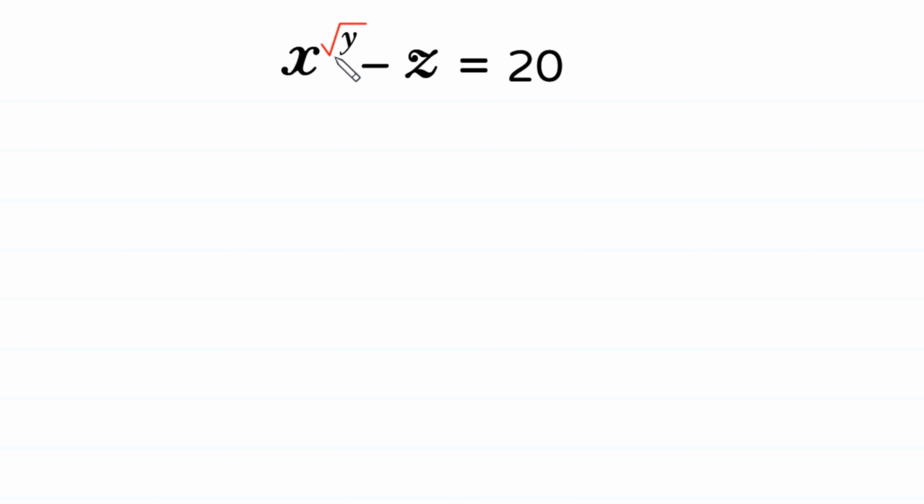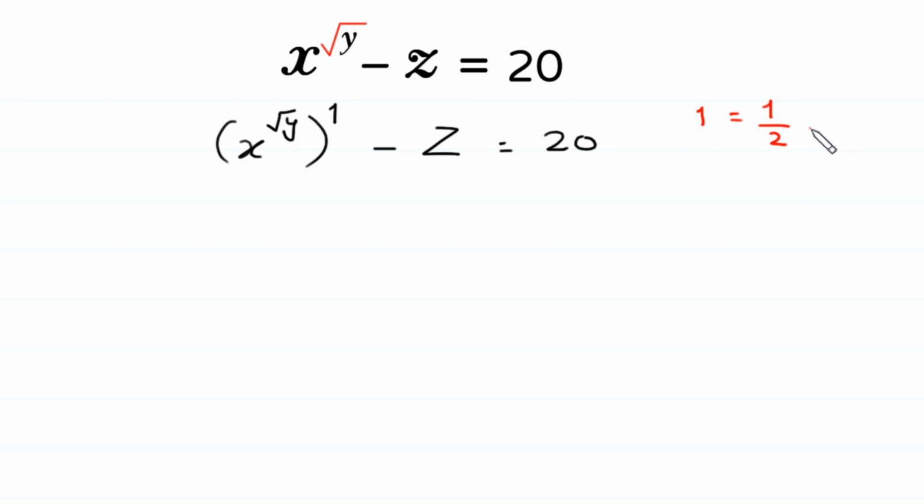This x to the power square root of y has power 1 here, minus z is equal to 20, and this power 1 is equal to 1 over 2 times 2. So we replace this 1 with this 1 over 2 times 2: x to the power square root of y, whole to the power 1 over 2 times 2, minus z is equal to 20.